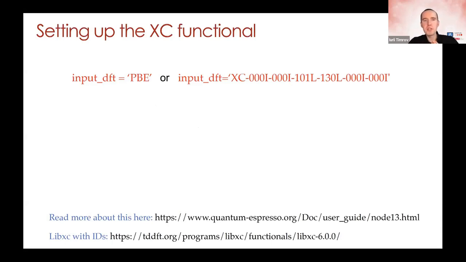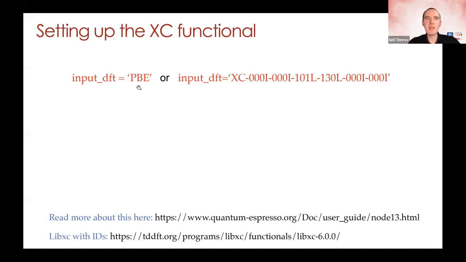In the pseudopotential it's written PBE, but if you say in the input file input_dft equals something, that has a higher hierarchy, so it's higher priority. So it will be overwritten. So input_dft is stronger than what is written in the pseudopotential.